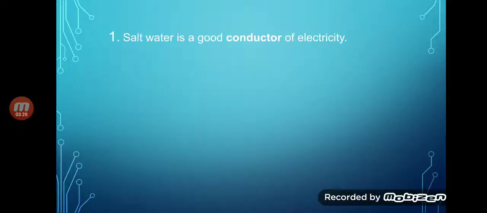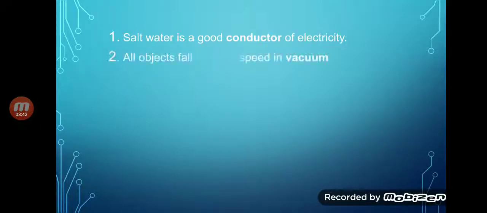Salt water is a good dash of electricity. It is a good conductor of electricity. Why? Because salt water lets electricity pass through it, and a material which lets electricity pass through it is called a conductor.